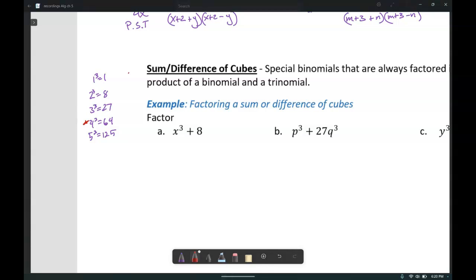When we consider variables, x to the first cubed is x to the third, x squared cubed is x to the sixth, x to the third cubed is x to the ninth, and so this pattern follows with any exponent that is divisible by 3. And again, be careful because x squared and x to the sixth are also divisible by 2, making them perfect squares. So we want to pay attention. Does it fall under difference of squares or difference of cubes?